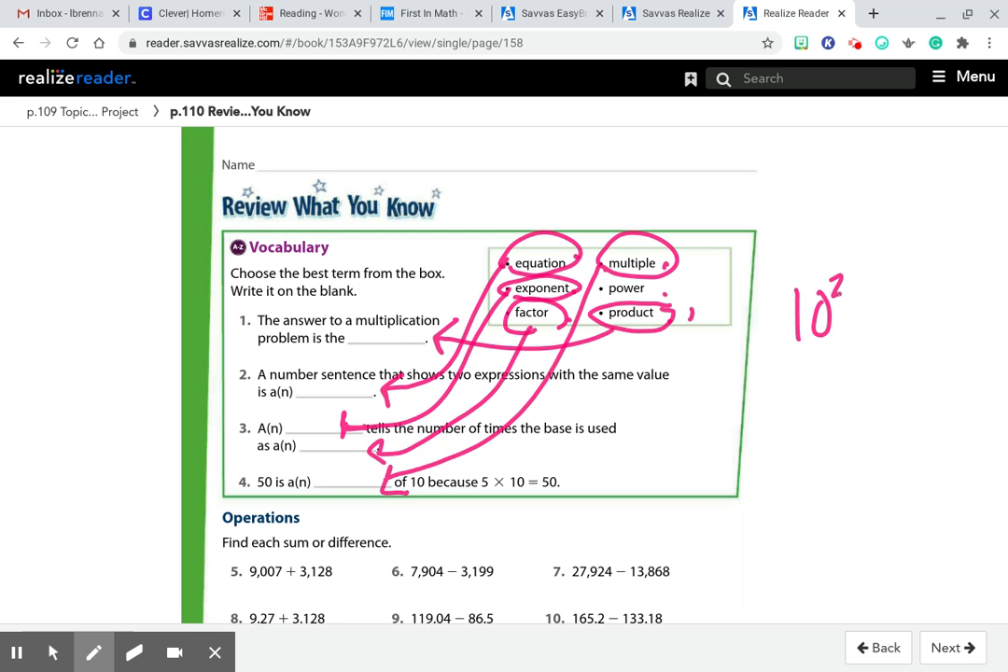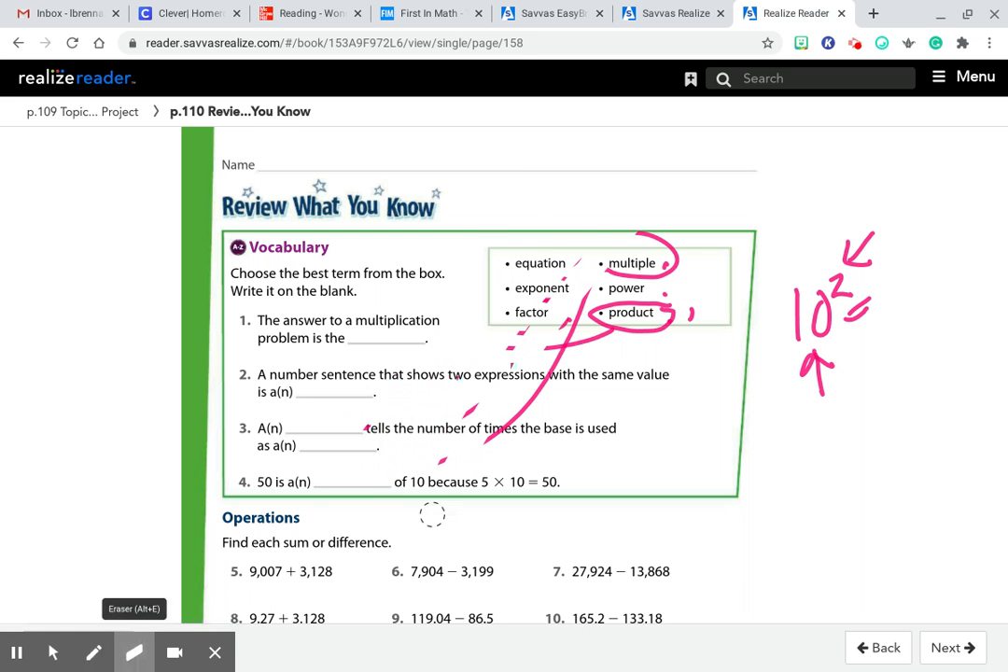And remember, 10 to the second power, that's our base. Our power, the exponent there, tells us the number of times you multiply the factor. And it's to the power of 2. It's another way to say that.